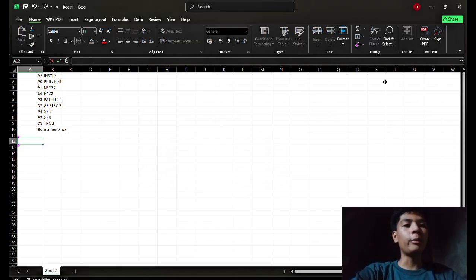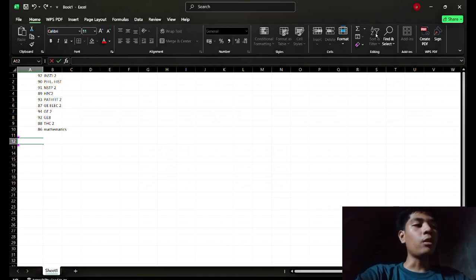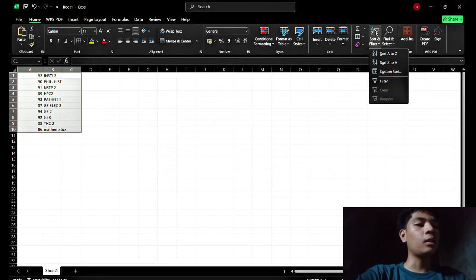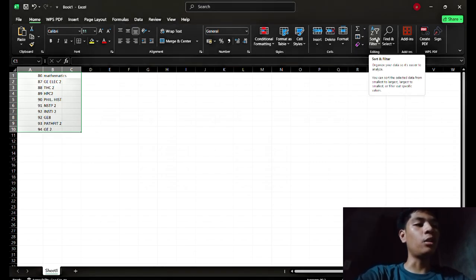Next, the sorting operation. To sort the column, just select the whole column and find the sort and filter on the upper right and click it. Just click sort A to Z to sort the column.